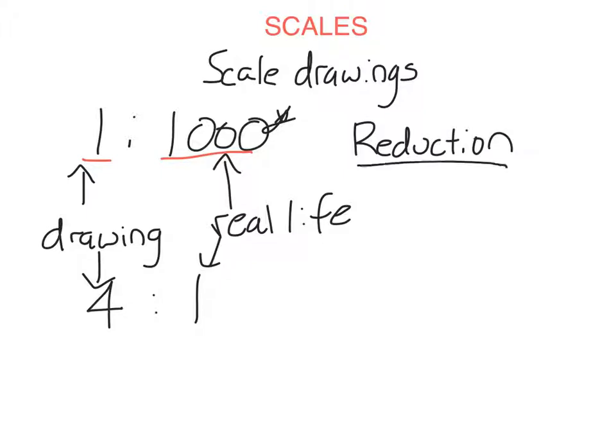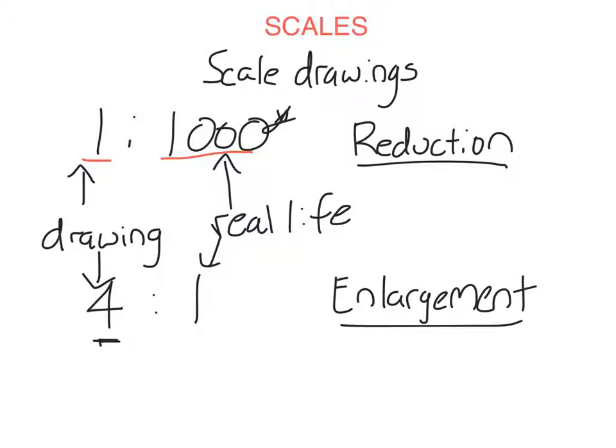That means you've taken a big object like Australia, and you have reduced its size so it can fit on a scale drawing. If you have the larger number first, as we do in the second example, that's an enlargement. So what that means is you're actually taking something really small and your drawing is bigger than the actual object. So a ratio of 4 to 1 basically means that the drawing is 4 times as large as the real life object. So you might be drawing something really small like a bacteria or something like that. So these are the kind of scales that we're using.